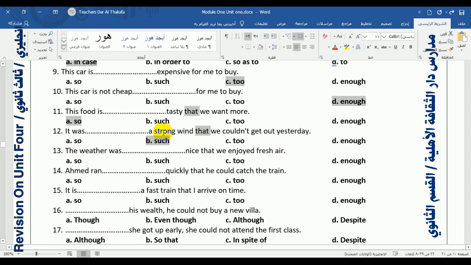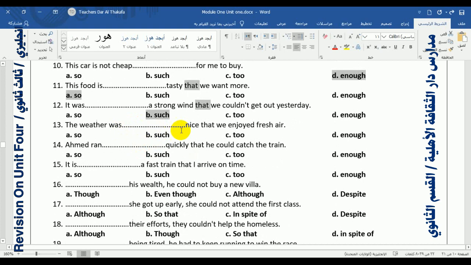The weather was nice that we enjoyed fresh air. So ولا such ولا to ولا enough؟ Yes, nice قبل that، يبقى أقول so nice that.